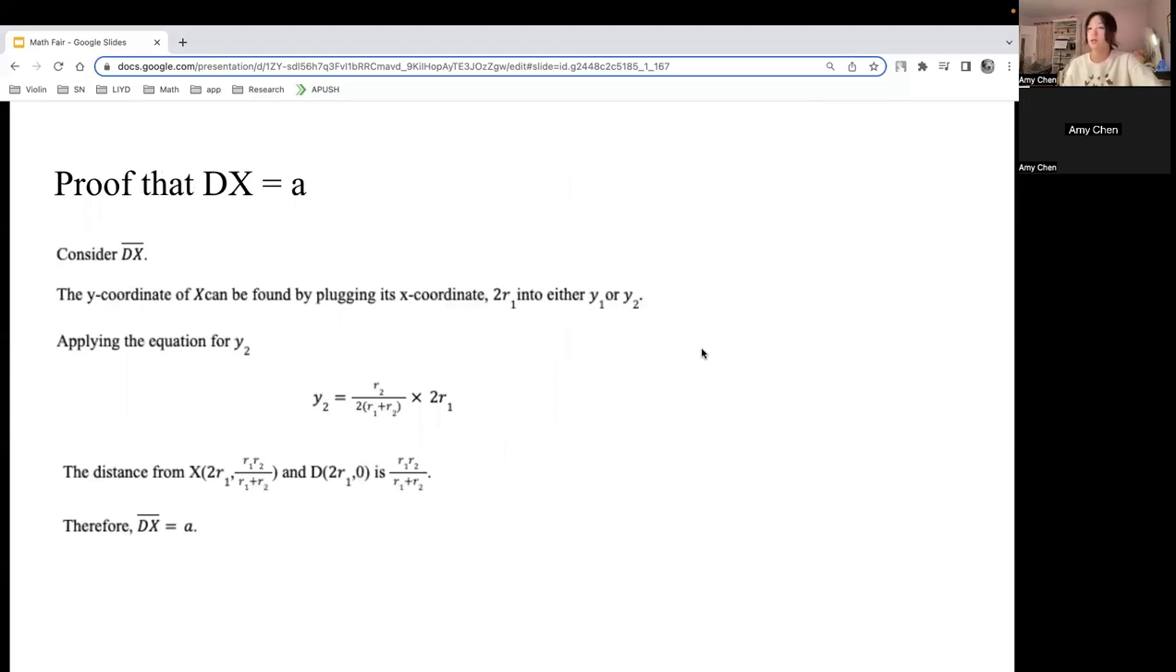Next, we must prove that segment DX is equal to the apothem. The y-coordinate of X can be found by plugging its x-coordinate 2R1 into either y1 or y2. Applying the equation for y2, we get that the distance between X, which is 2R1 and R1R2 over R1 plus R2, and D, which is R1 and 0, is R1R2 over R1 plus R2. Therefore, because this is the above proven expression for the apothem, DX equals a.